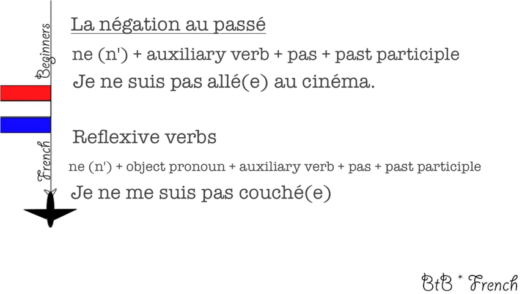Reflexive verbs follow a similar format, ne plus object pronoun plus auxiliary verb plus pas plus past participle. An example, je ne me suis pas couché.